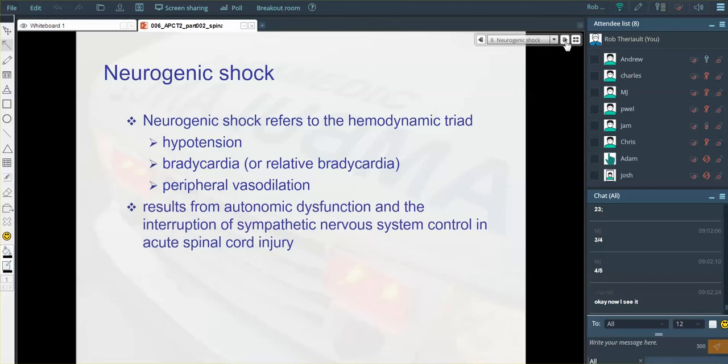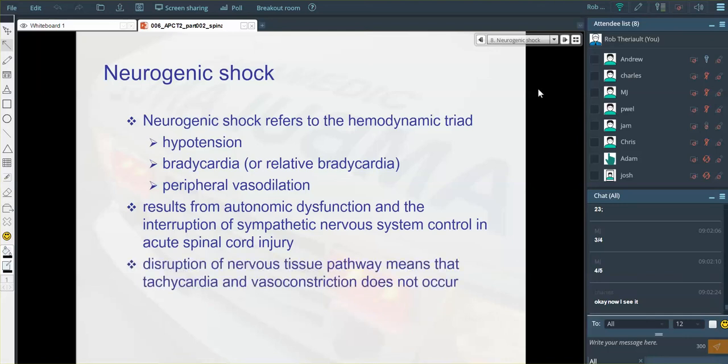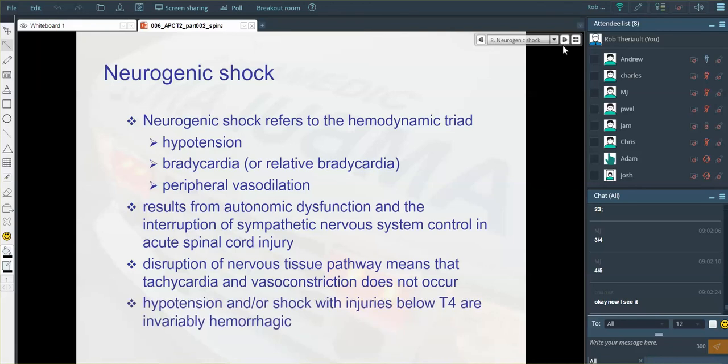classically. So there's a loss of autonomic function, and there's an interruption in sympathetic nervous system control from acute spinal cord injury, and disruption of pathways that normally give us a fight or flight response, so tachycardia and vasoconstriction. And so generally, hypotension shock occurs in injuries above T4. Below T4 are invariably hemorrhagic shock in nature.